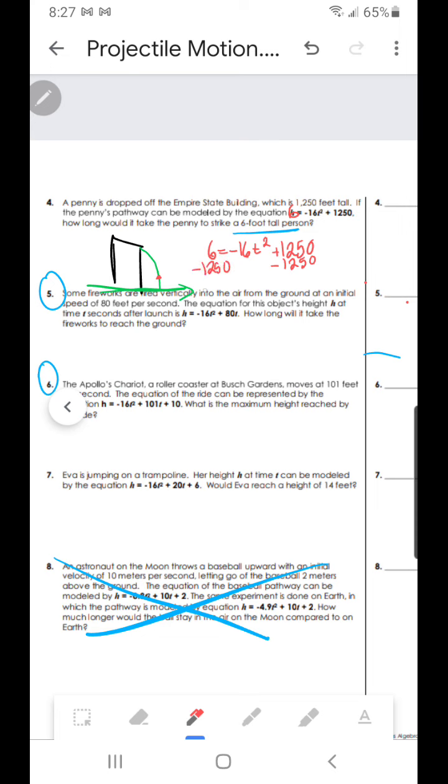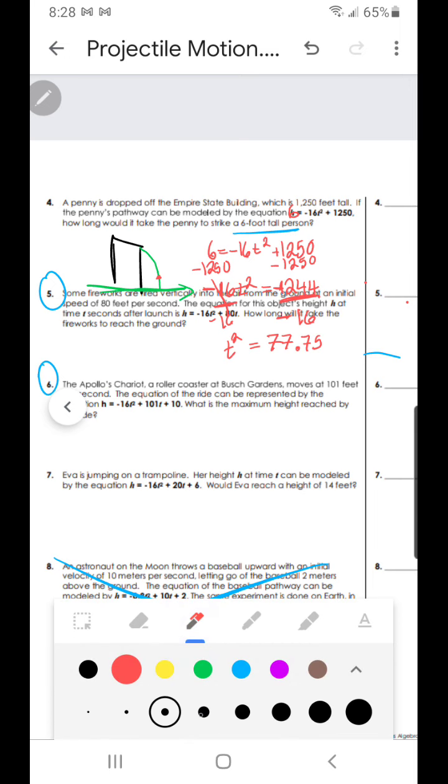Okay, so I'm going to get that. I'm going to switch this around too. Negative 16t squared is equal to 6 minus 1,250, which is negative 1,244. Now let's divide each side by negative 16. I'm running out of room, so I'm going to write a little bit bigger. Those go away, and I get t squared equals, punching that into a calculator, roughly 77.75.